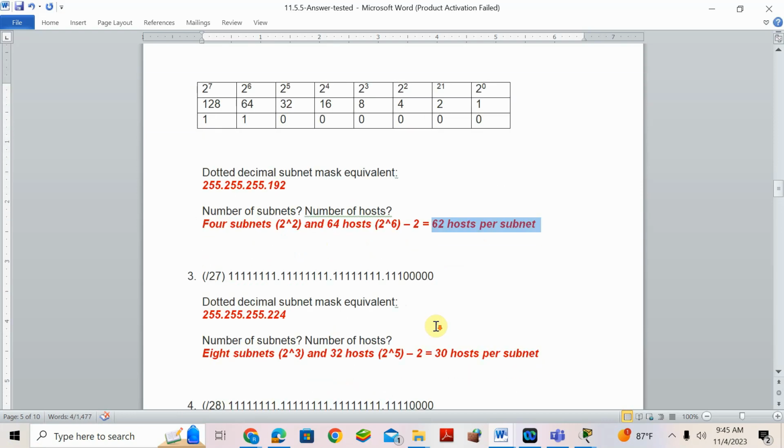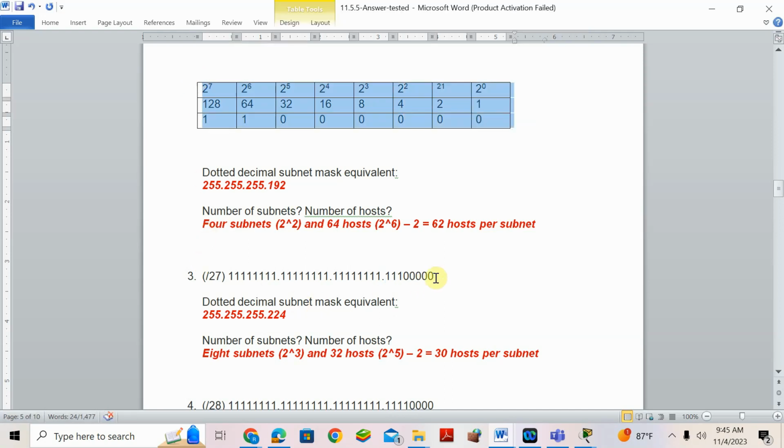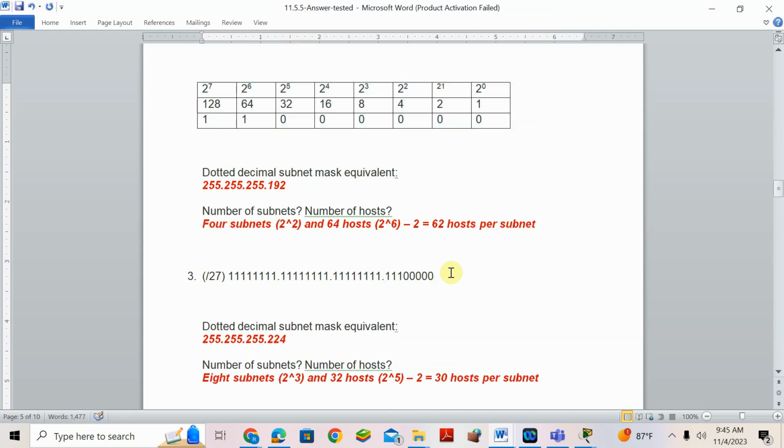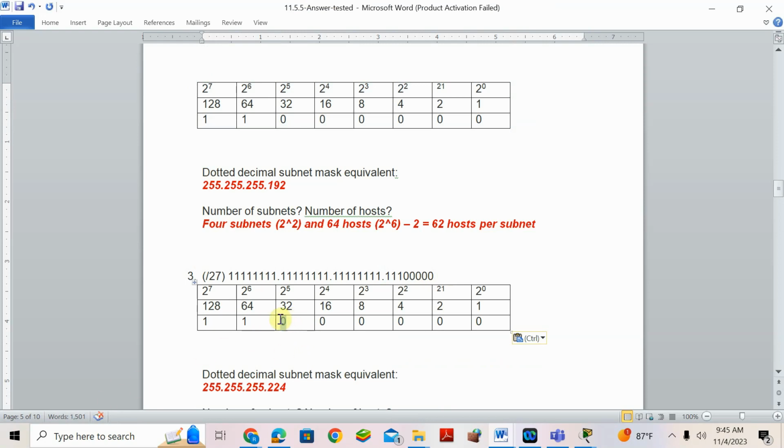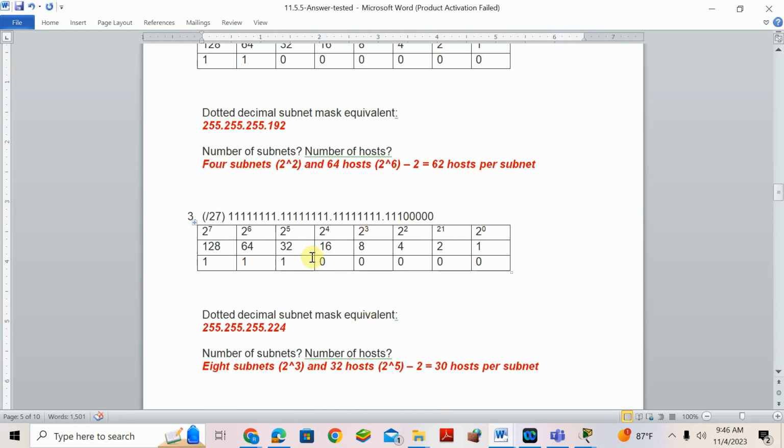Usable IP addresses. Now 27 means I will take 3 bits for the network from the host. So I'll copy paste this one again. Here I will take 27, that means 25, 26, 27. So now what is the decimal value? 128 into 1 plus 64 into 1 plus 32 into 1. All together you will get 224. How many subnets? We took 3 network bits, right? From the host we took 3. So 2 power 3 equals 8.